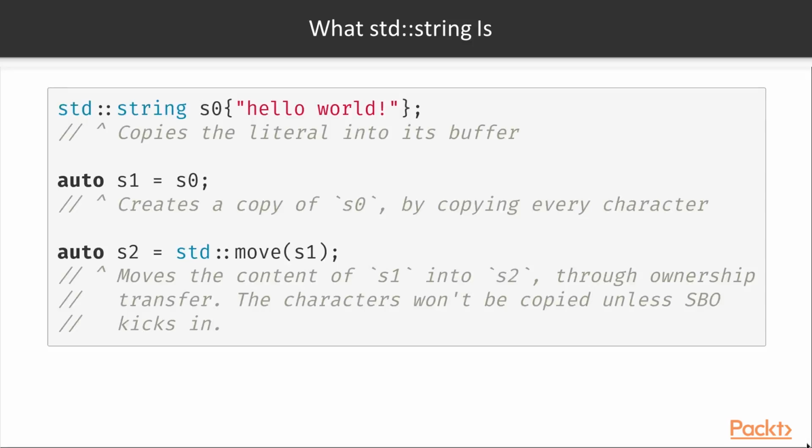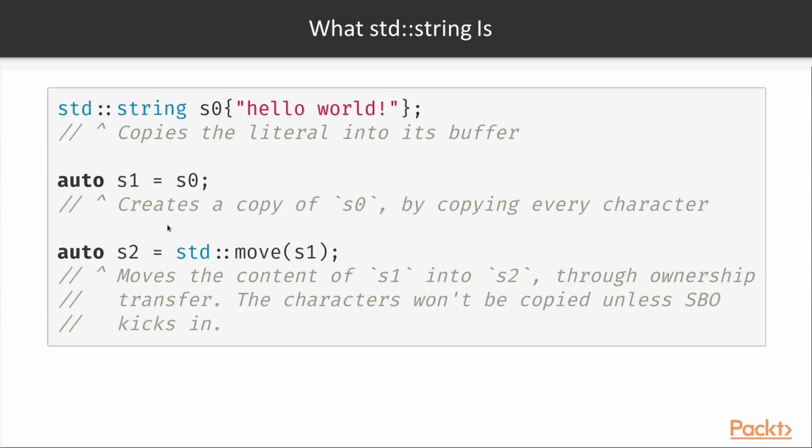Here's an example of a std::string in use. In this case, we're instantiating a new string called s0, which is initialized from a string literal that says hello world. The type of the string literal is const char*. This means that all the characters will have to be copied either in the internal small buffer of a std::string, or an allocation will be required and the characters will be copied on the heap. After the string is constructed, it takes ownership of this new buffer containing the hello world string.